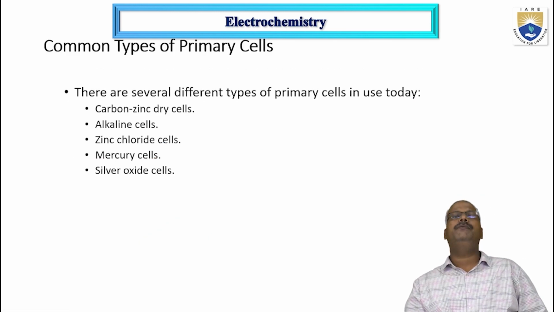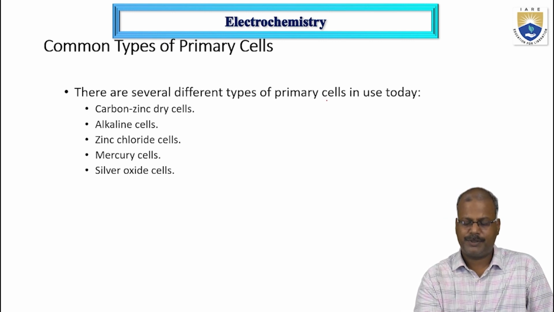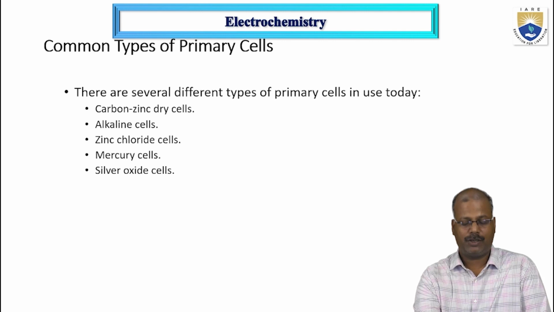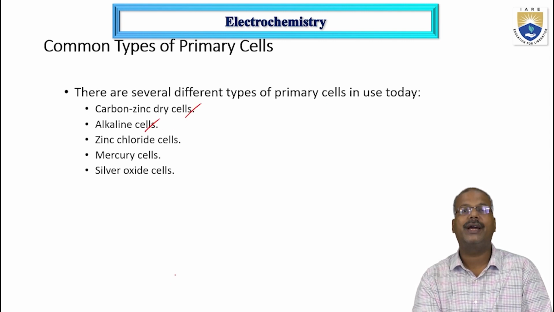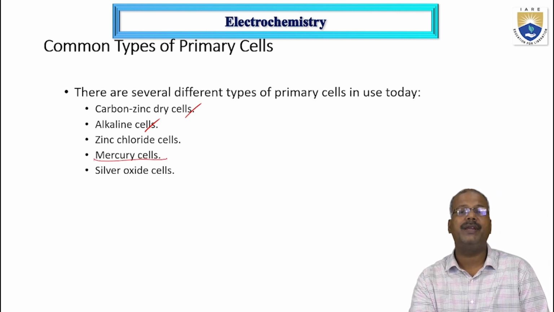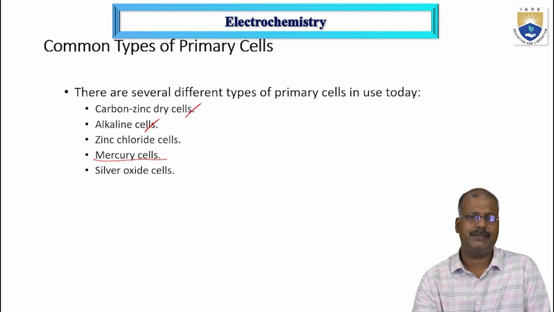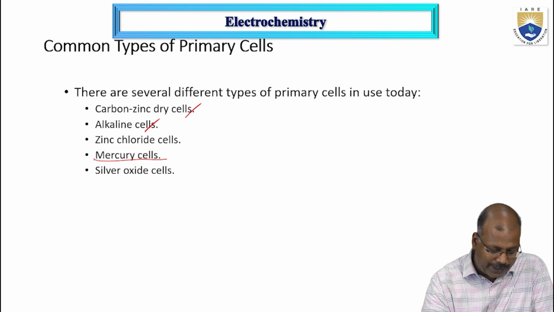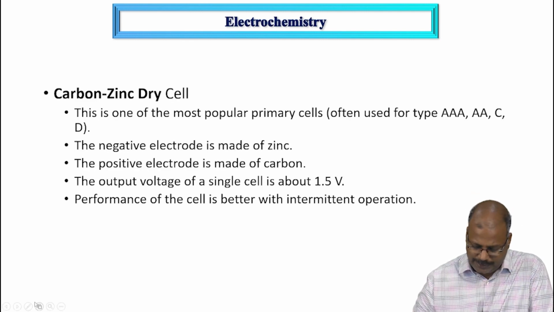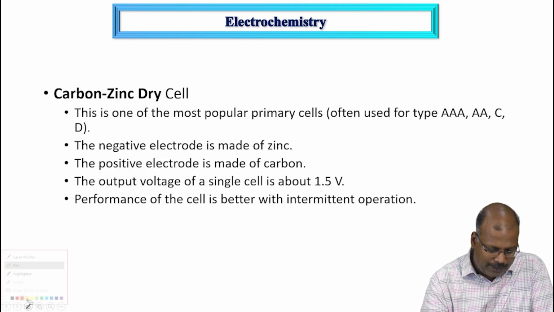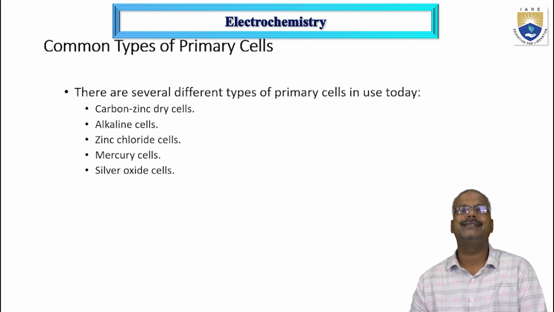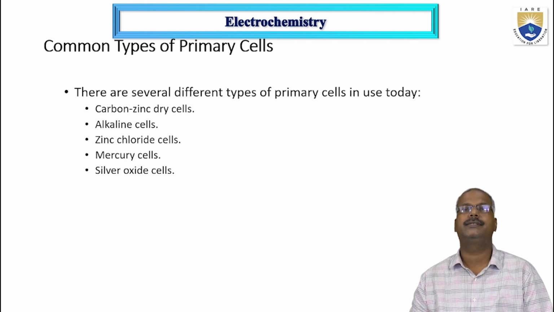Okay, common types of primary cells. There are several different types of primary cells in use today, like carbon zinc dry cells, alkaline cells, zinc chloride cells, mercury cells, silver oxide cells, like that. Of course, mercury and such are being replaced by environmentally friendly batteries, because mercury is not considered environmentally friendly. But there is still one type of primary battery available. That's why we are saying that. So there are different types of primary cells in use.